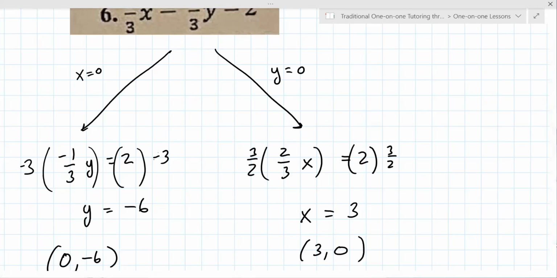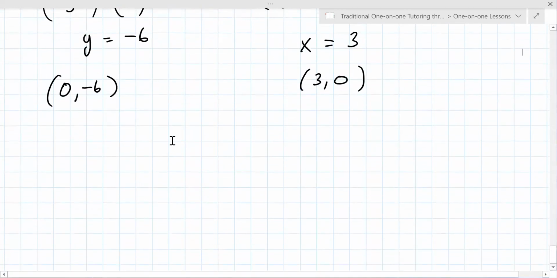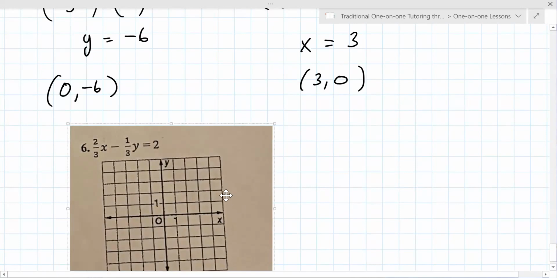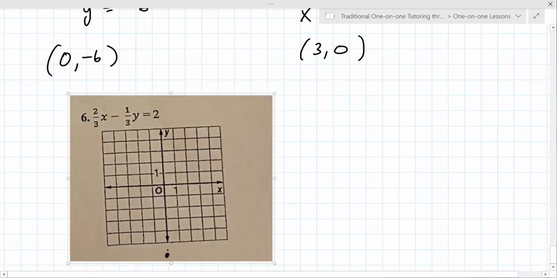All right. Cool. So to graph this, you've got that on your paper there. You just have to go find those 2 points. (0, -6) is down here. I don't understand why they give you problems where the points don't show up on the graph, but those are the 2 points. Okay.